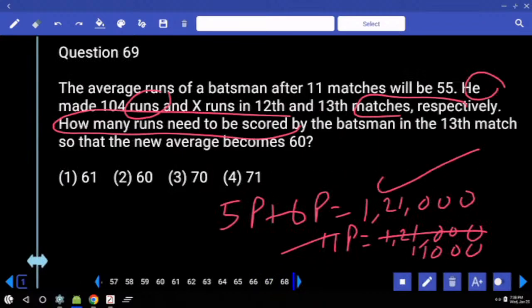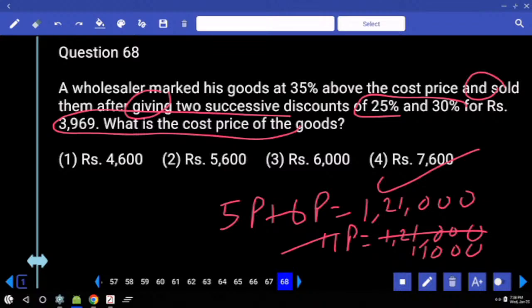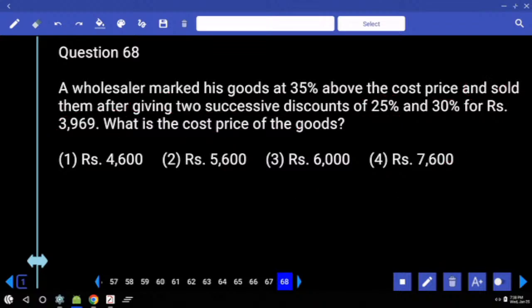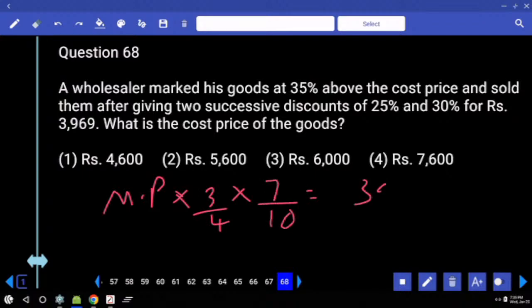Next, 68. Right, this is a simple question only, to be done directly, nothing big. So 100 minus 25% is 75%, that is 3/4. 30% means 7/10 equals 3969. This is 31323 and this is 7. How much? 189. So 189 into 4, that is 400 plus 376.